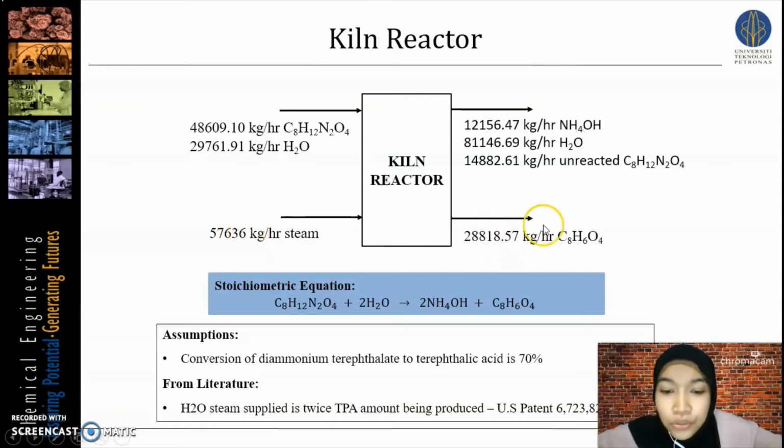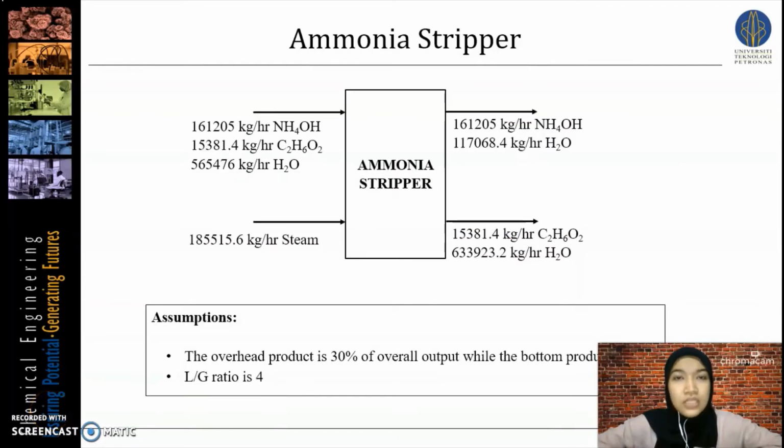So the terephthalic acid produced will be stored in the storage tank, and the other product of the reactor will be returned to the crystallizer to be evaporated to the separation unit for further separation. Next, we will move to the separation unit of our plant, which are the ammonia stripper and also the distillation column. So the inlet of the ammonia stripper is from the evaporated component of the crystallizer.